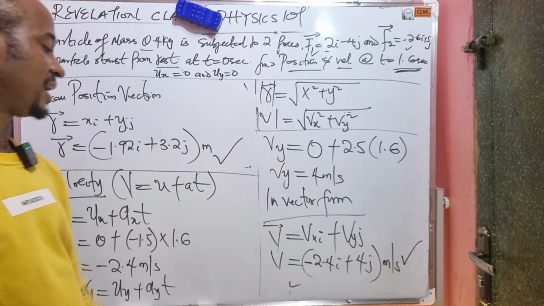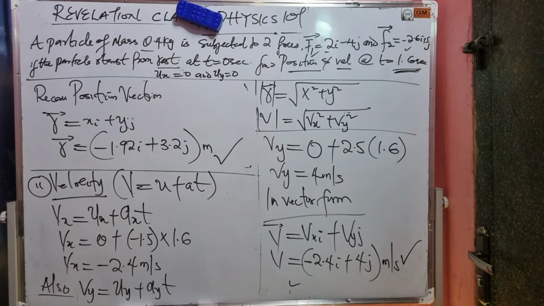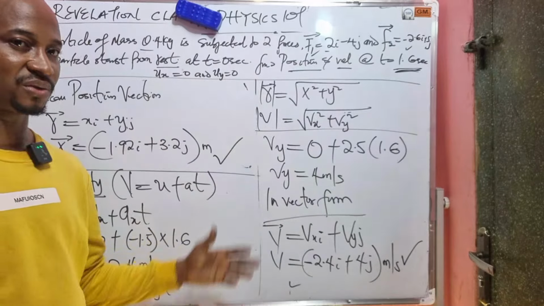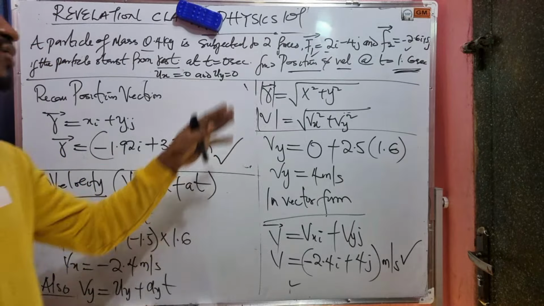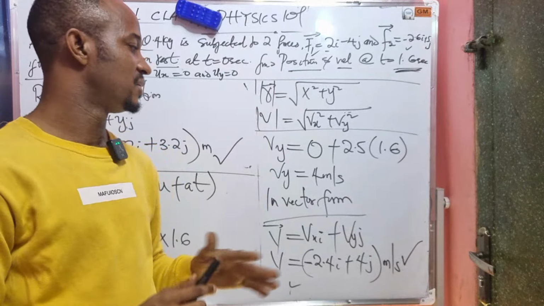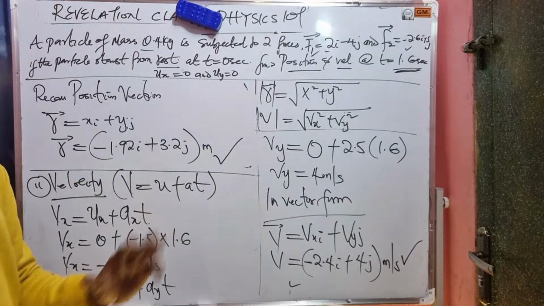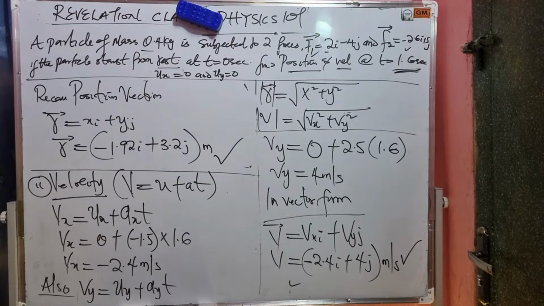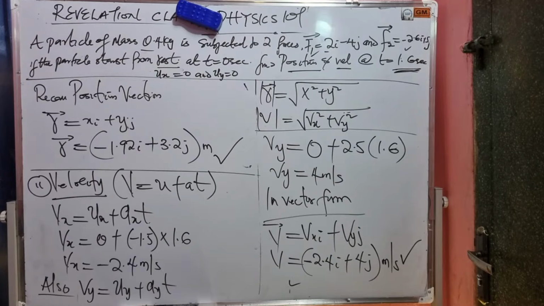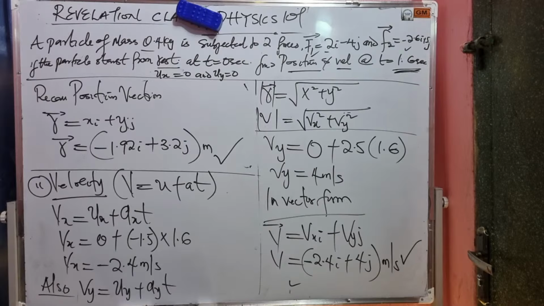Then at the end of the day, after finding their resultant, we can now find the direction. But the question says find position and velocity, so don't bother yourself going through the process of finding the resultant and the direction. Is that clear? Okay, so how many of you are following? Please, if you are following, indicate that you are following. Let's know those who are following.